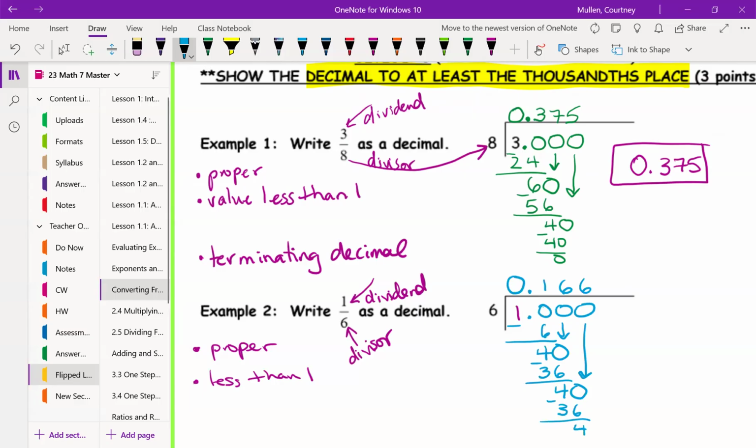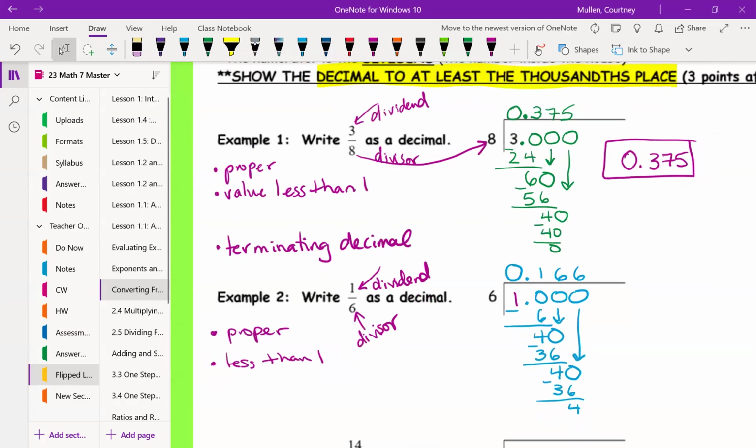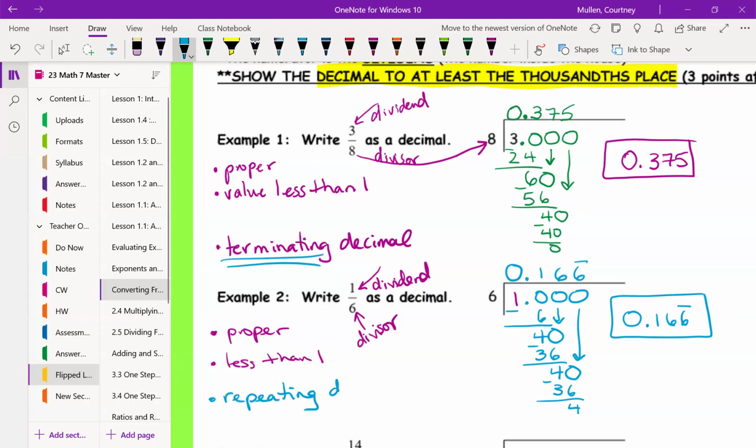What do you see happening here? That's right, that 6 is repeating. So we can stop there. We are to the thousandths place like the instructions say. We'll put the bar over our quotient here. This time it's not a terminating decimal, right? Because that 6 is repeating. So we're going to write it as a repeating decimal.